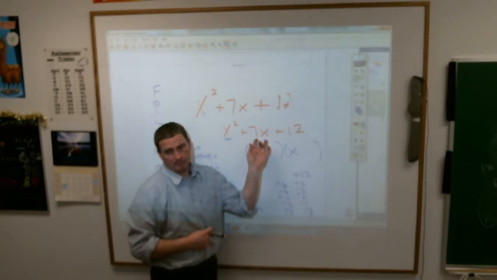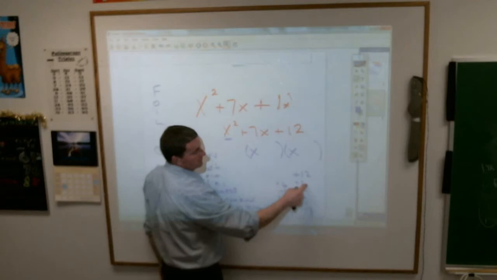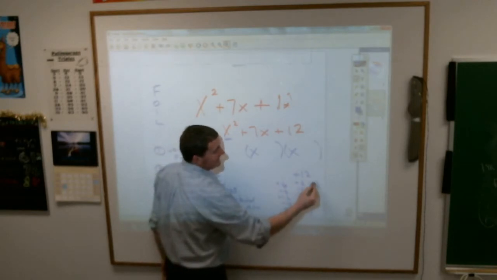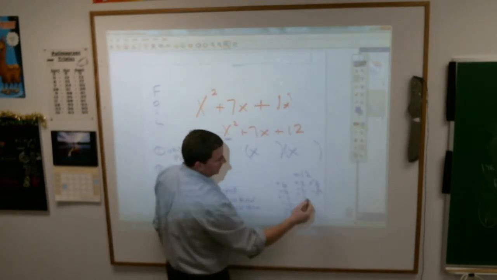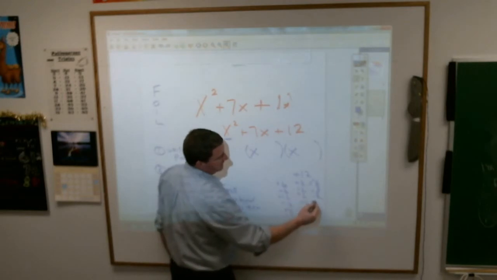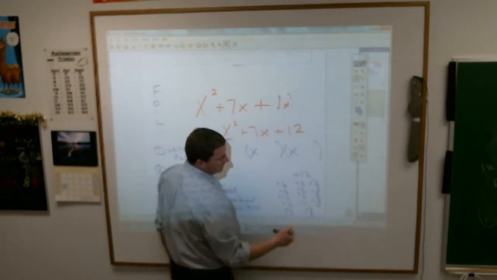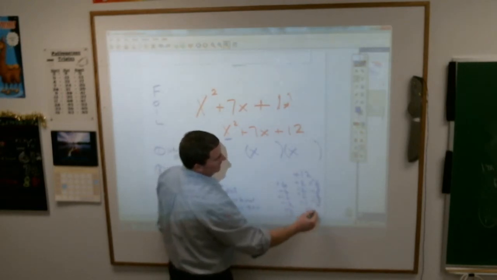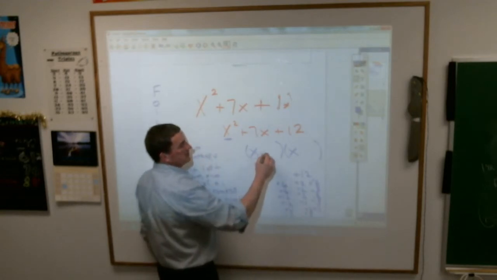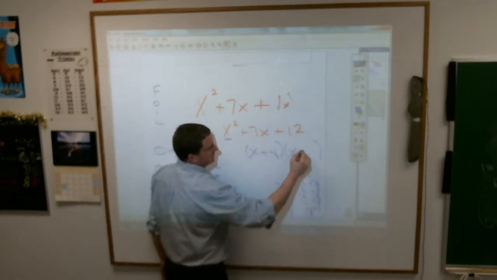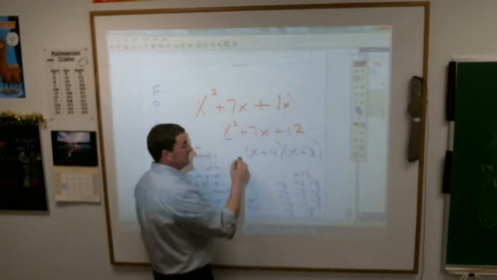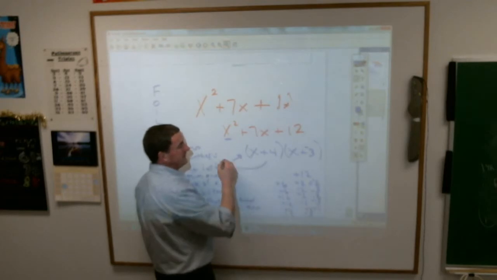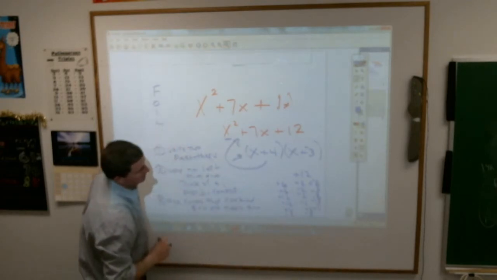Well, if you look at this, 6 and 2 gives you a positive 8. Negative 6, negative 2 gives you a negative 8. Positive 12, positive 1 gives you 13, negative 12, negative 1 is negative 13. 4 and 3 gives you a positive 7. So this has to be x plus 4, x plus 3. These could be switched around. You could put the plus 3 and the plus 4 there. But this is the binomial that multiplied together gives you that trinomial.